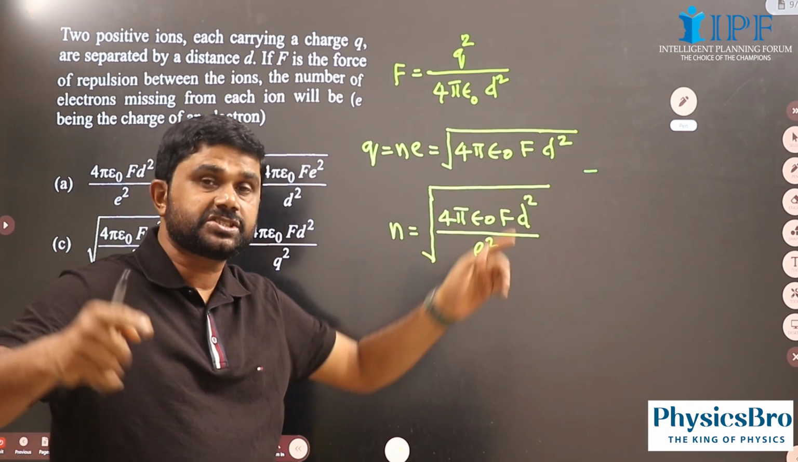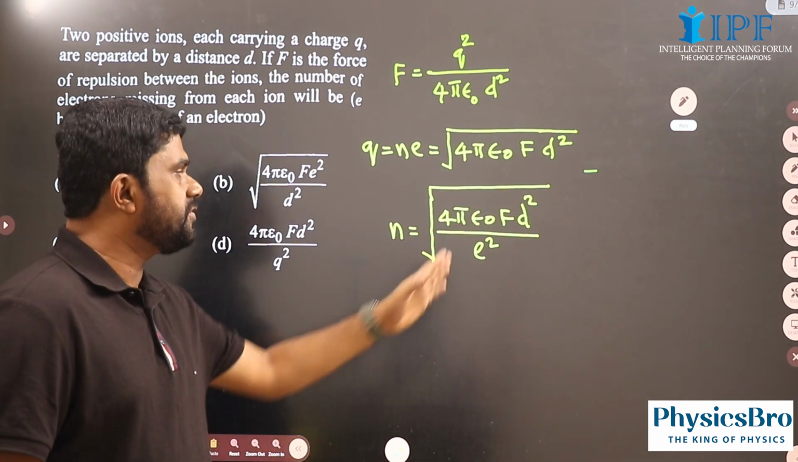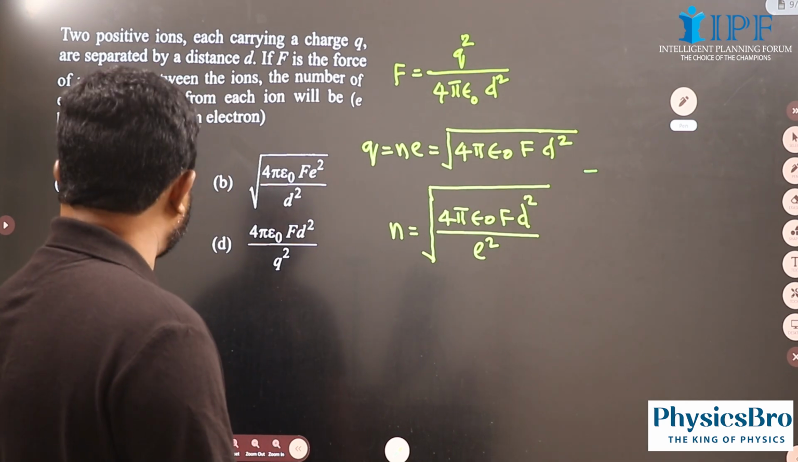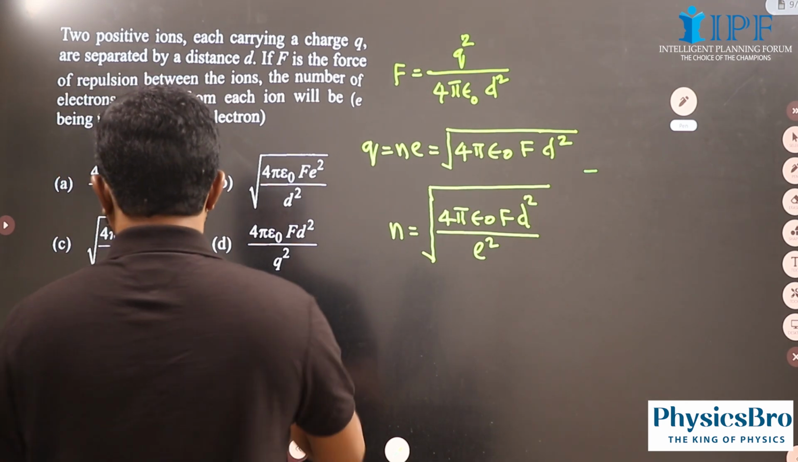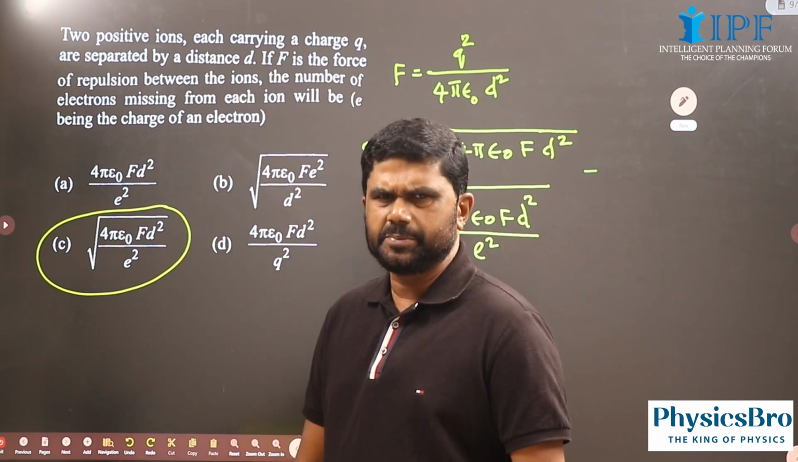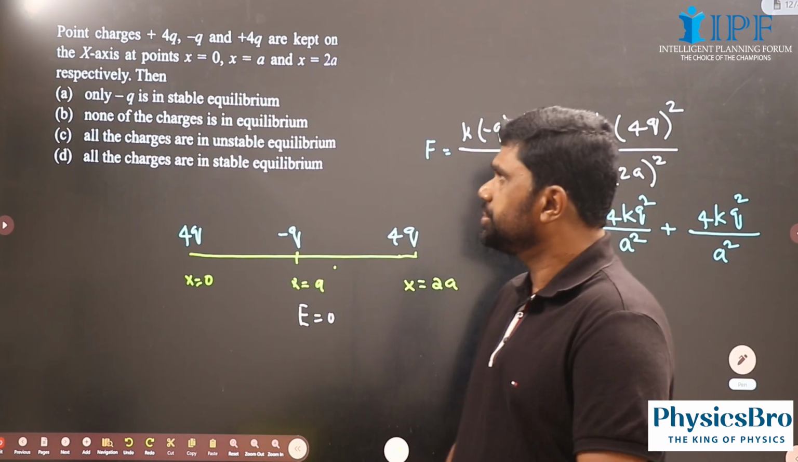When that e is taken inside the square root, it will become e square. Okay, so square root of 4 pi epsilon 0 F d square divided by e square. This is the correct choice. Simple. Now let's see the next question.